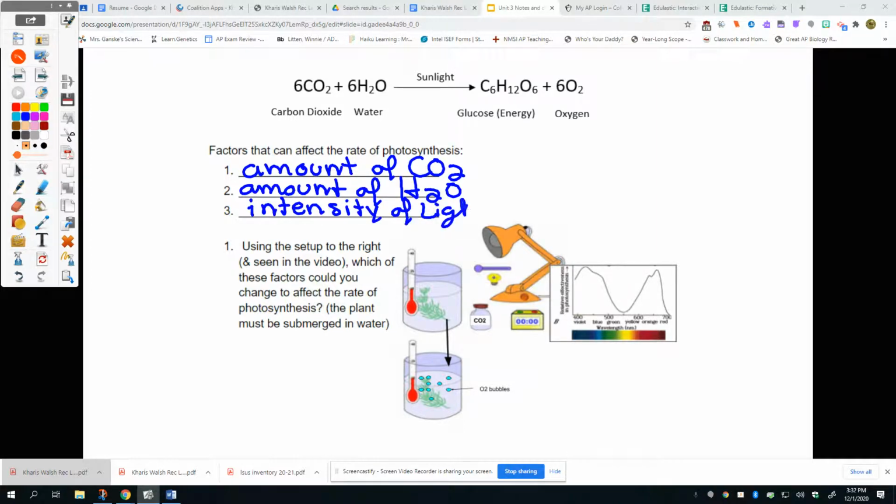And another thing that we can change is the temperature. Because remember, if things get too hot, then enzymes denature and reactions don't occur. If they're too cold, the molecules don't move fast enough and reactions tend to slow down. We can also change the color of the light, and that falls into the intensity of light as well. So all of these are things that we can change.